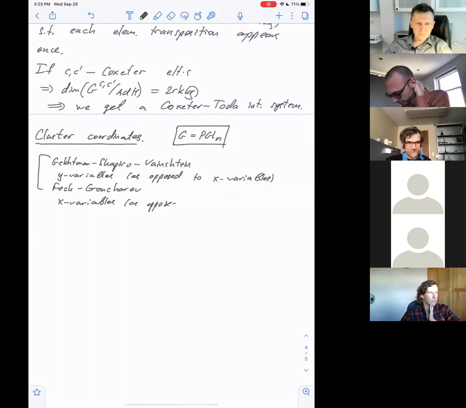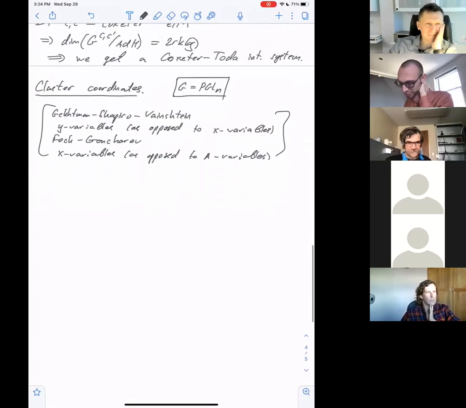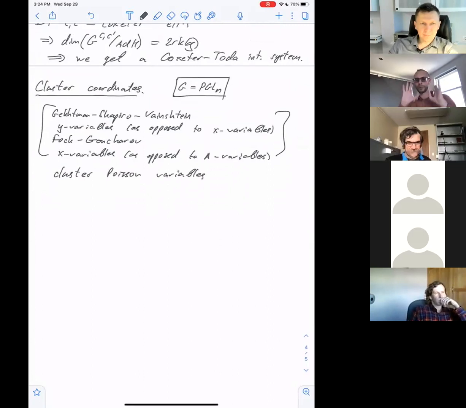As you can see, there's a huge deal of confusion every time people say x, y, or a, and so on. There are two ways to avoid this confusion. One way is to just call them cluster Poisson variables. Whenever you say that, it's unambiguous. But since the other set of variables won't appear, I will just call them cluster variables. If you know this literature, here's the dictionary.